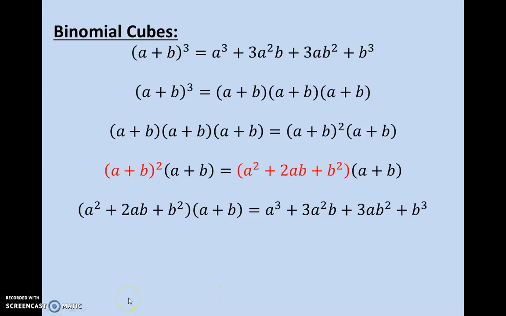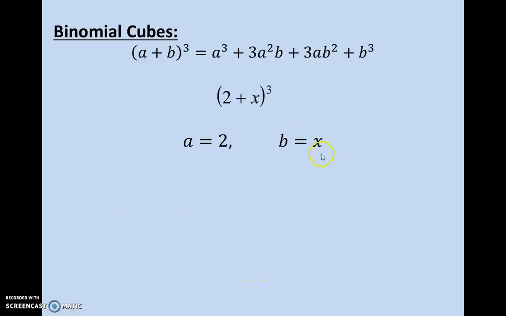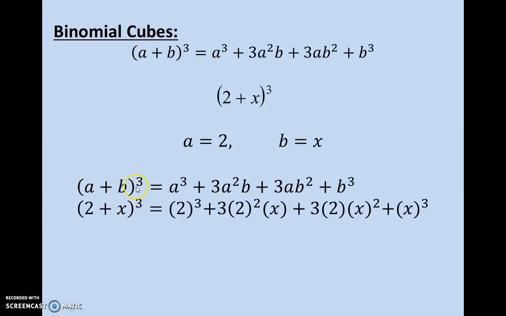Okay, so we're going to take a look at how this pattern works with a different binomial that we're cubing. So here we go. We've got (2 plus x), the quantity cubed. We're going to replace the a with 2 and the b with x, and we're going to plug it into this pattern, which hopefully you've written down by now. So let's take a look at how this works out. So we've got our (a plus b) cubed. The pattern is right here. I'm just going to replace the a's with 2 and the b's with x. So again, a is 2, b is x.